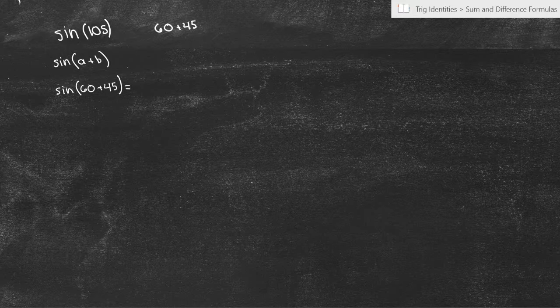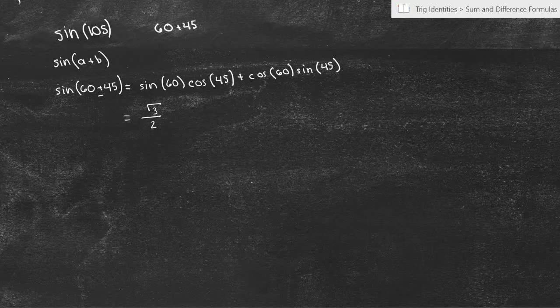equals, well, now we can use our jingle. We've got sine, cosine, cosine, sine, and we know that the middle is going to be the same sign. So it's sine A, cosine of B, plus sine, cosine, cosine now, cosine of A times sine of B. And now I just have to figure those out. We should have these memorized from our unit circle. Sine 60, that's root 3 over 2. Cosine of 45 is root 2 over 2. Plus cosine of 60 is 1/2. Sine of 45 is root 2 over 2.